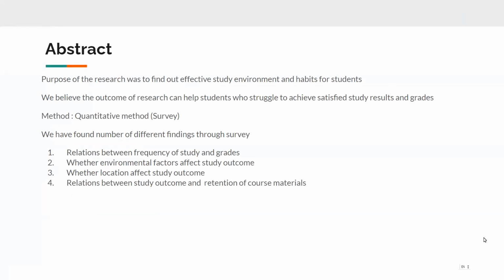So the purpose of the research was to find out effective study environment and habits for students. We believe the outcome of the research can help students who struggle to achieve satisfactory study results and grades. The method used was a quantitative method, which was a survey, and we have found a number of different findings through the survey. First, the relation between frequency of study and grades. Second, whether environmental factors affect study outcome. Third, whether location affects study outcome. And the fourth is the relation between study outcome and retention of course materials.